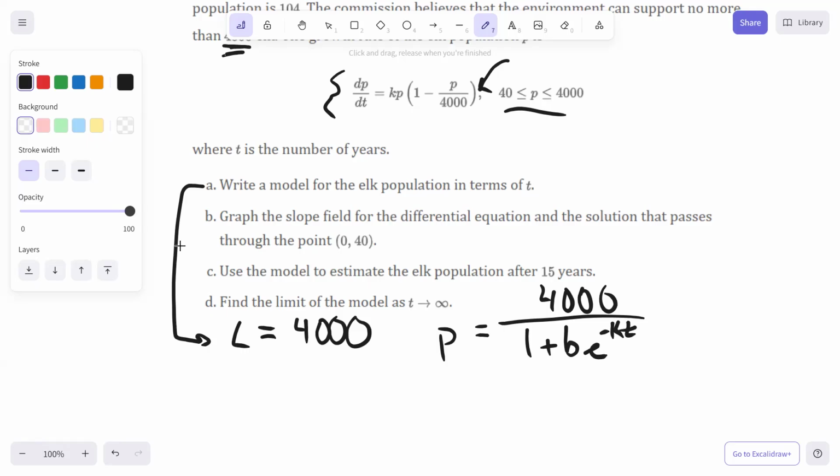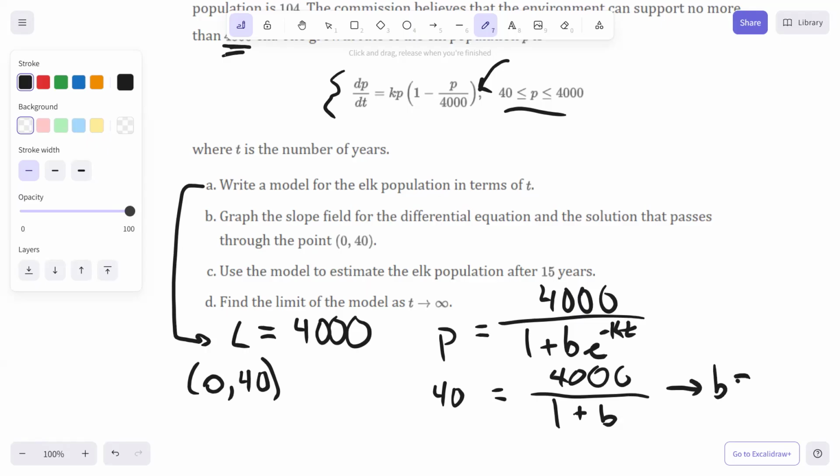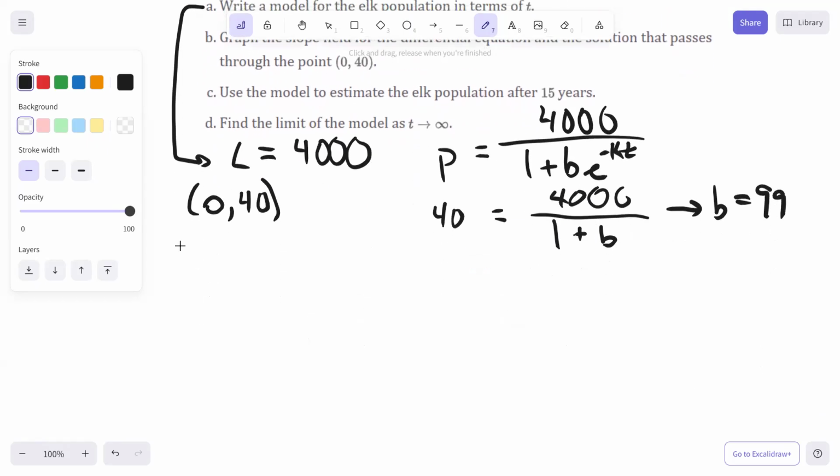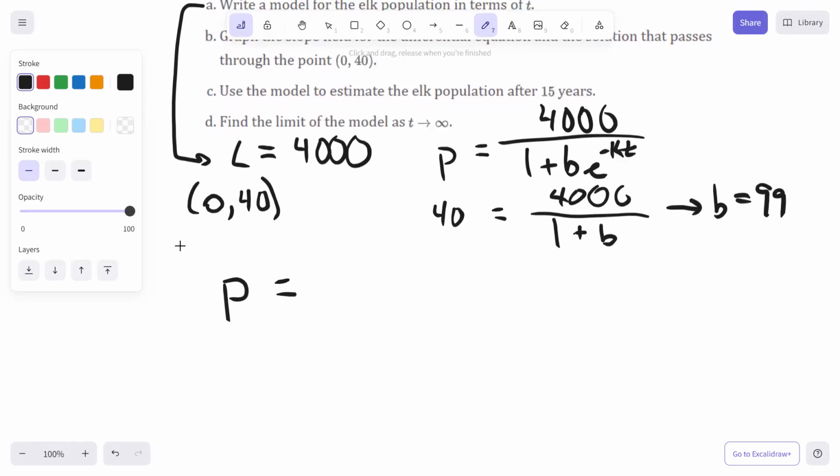And here the thing is, they did not give us the values of B and k explicitly, but we do know that at 0 years, the initial population is 40. So setting this equation equal to 40 and plugging in 0 would give you 40 equals 4,000 over 1 plus B. And so this is going to give us B equals 99. Now we can rewrite the equation with the particular value of B. We still need k, but we need the particular value of B plugged in before we go any further. So 1 plus 99 e to the negative kt.